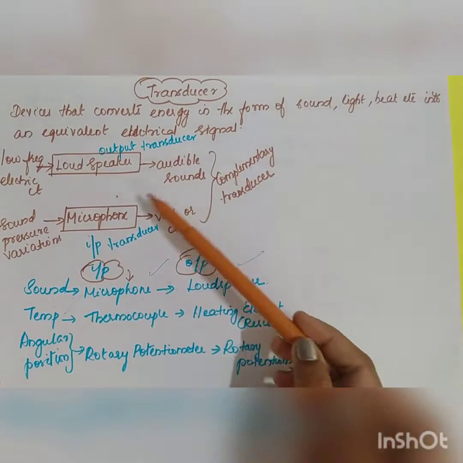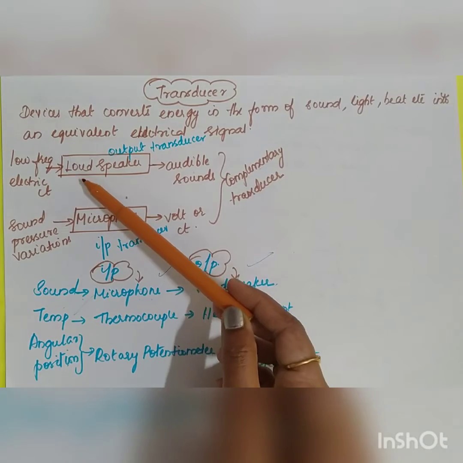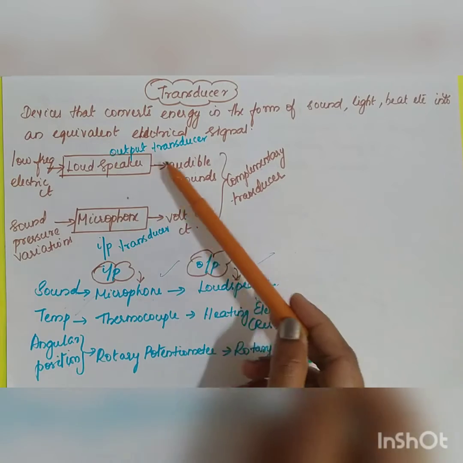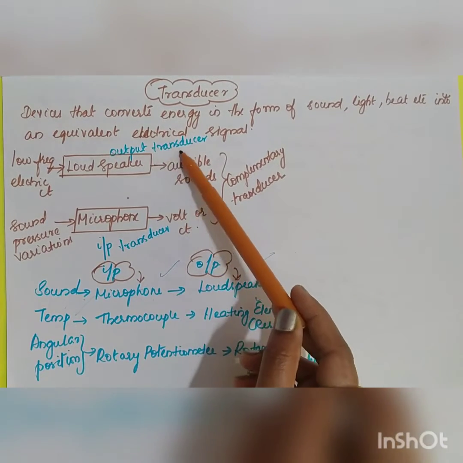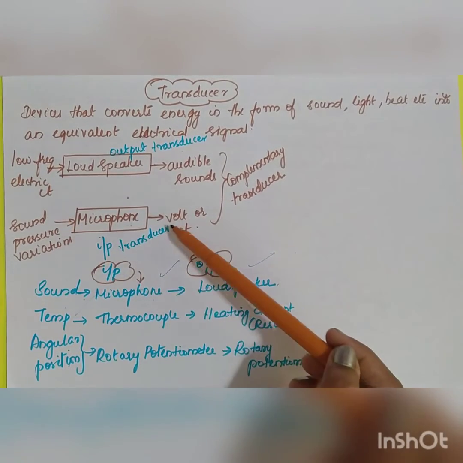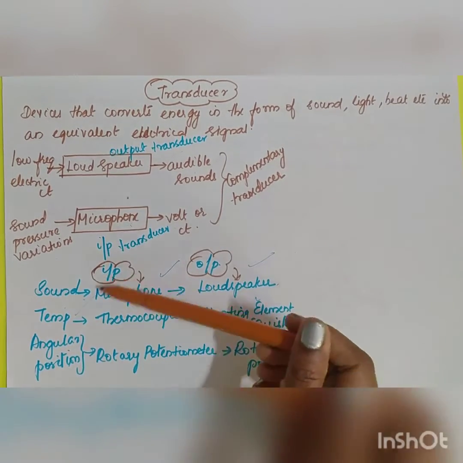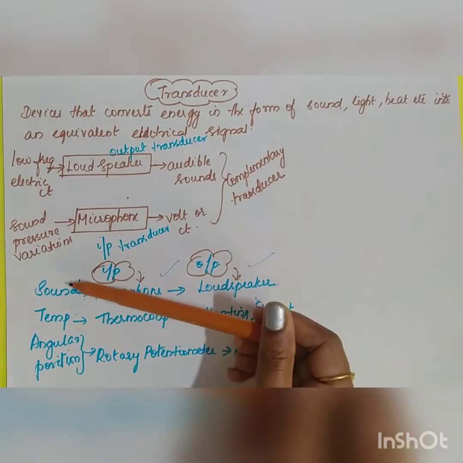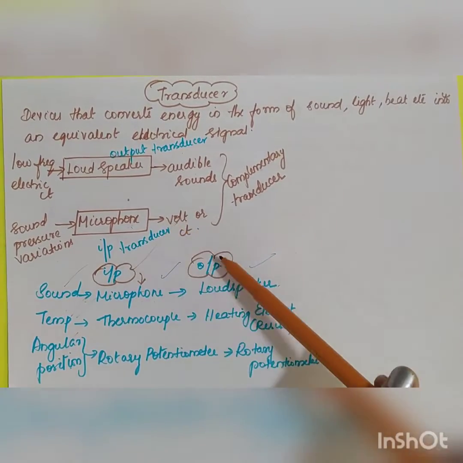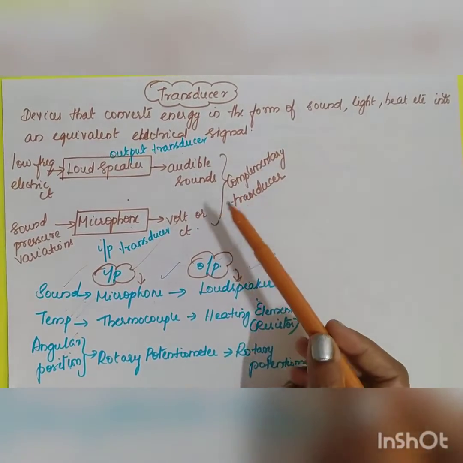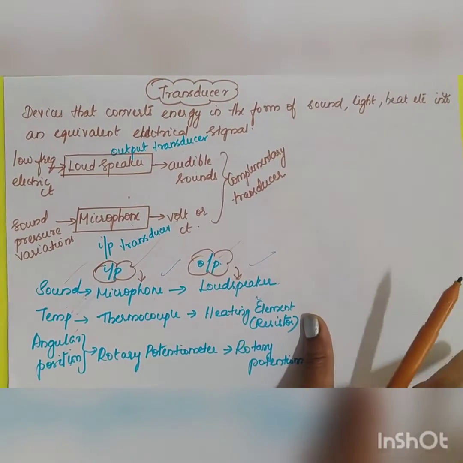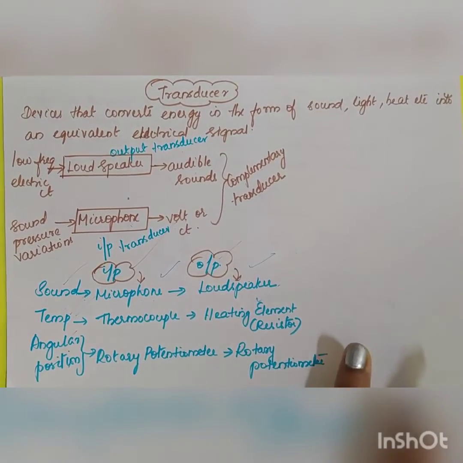Some examples of transducers are the loudspeaker and the microphone. A loudspeaker converts low frequency electric current into audible sound, so it is used as an output transducer, whereas a microphone is used as an input transducer. Sound pressure variations are converted into a voltage or current. So these are three examples for sound, temperature and angular position. For sound, it is the microphone as input transducer and loudspeaker as output transducer. For temperature, the input transducer will be a thermocouple and the output transducer will be a heating element. In the case of angular position, both will be a rotary potentiometer.